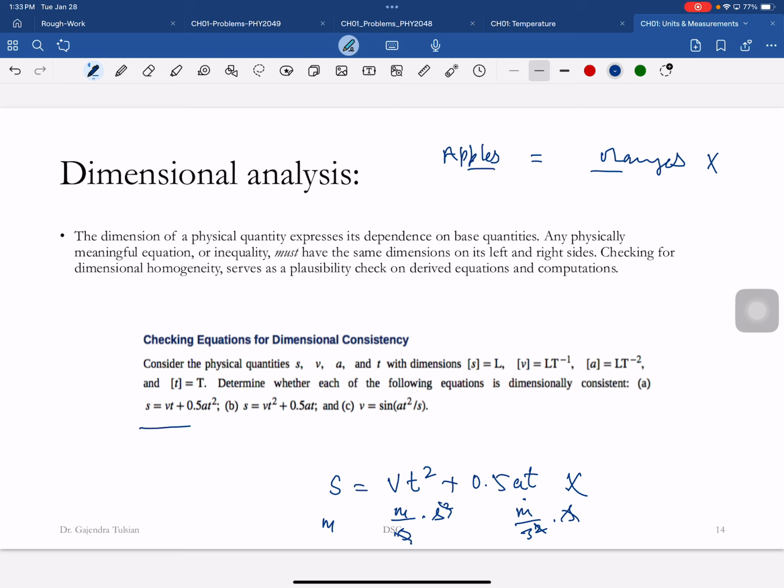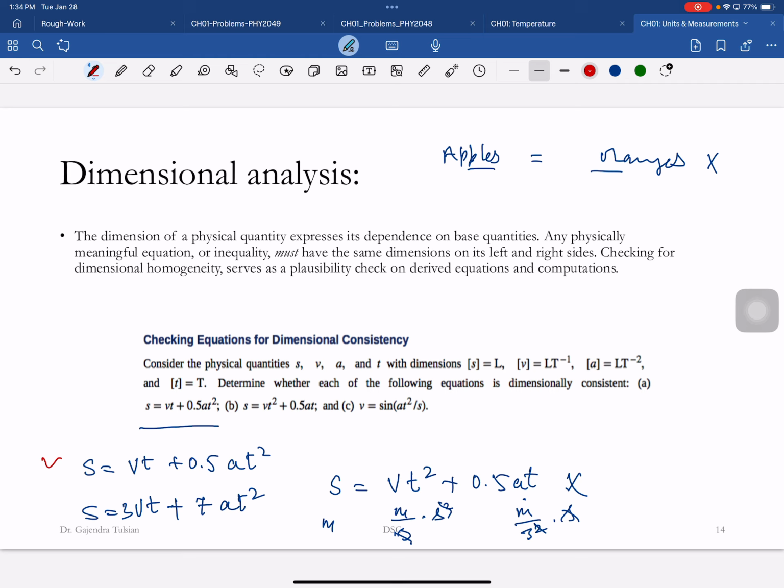Now this equation is correct dimensionally: S equal to Vt plus 0.5 AT square. S equal to 3Vt plus 7 AT square. Okay, now here's the ding against it. This is dimensionally correct, this is also dimensionally correct. But this is the correct equation, okay?